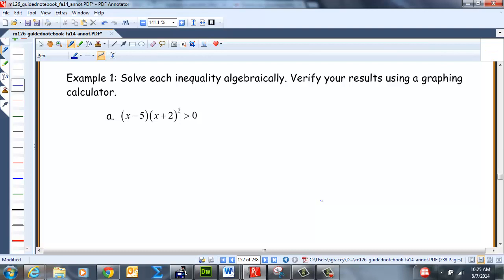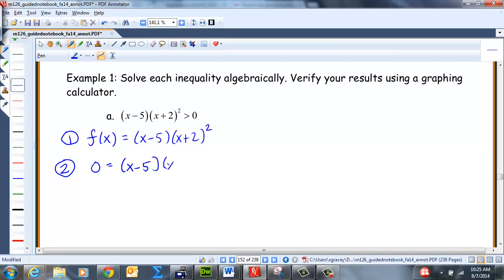Step 1, do you see, is already done. We have a polynomial function on one side of the inequality and 0 on the other. So I'm just going to rewrite the left side as f of x equal to quantity x minus 5 times x plus 2, the quantity squared. Now remember, our second job is to find the zeros. So set f of x equal to 0. And lucky for us, this was already factored, so it's easier.